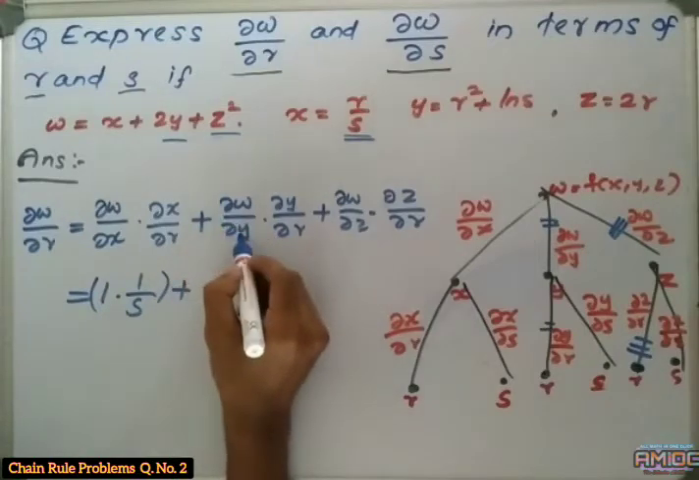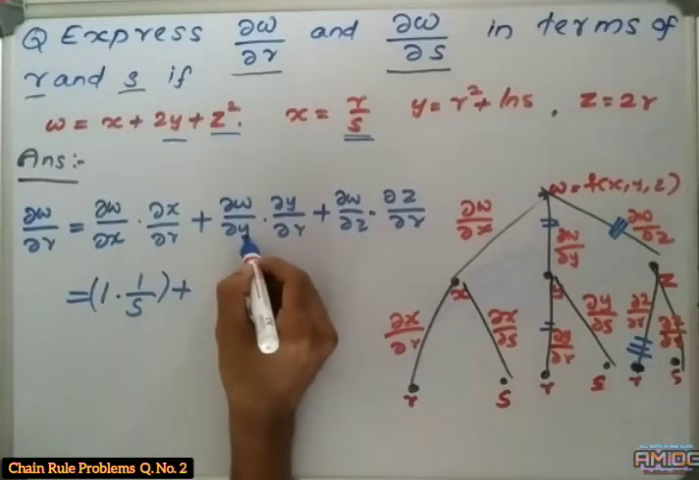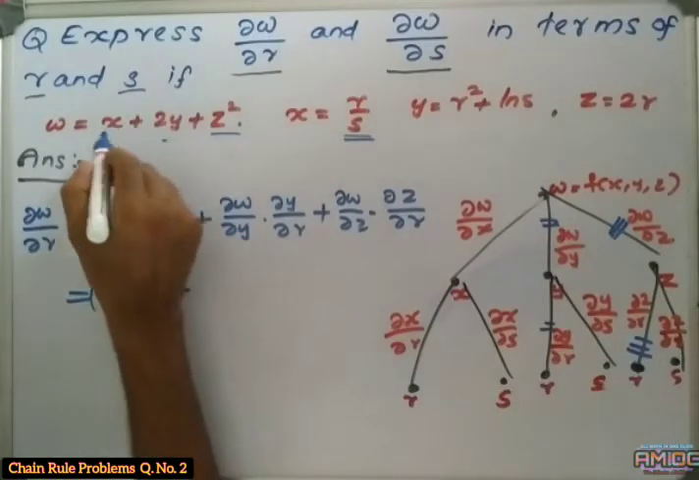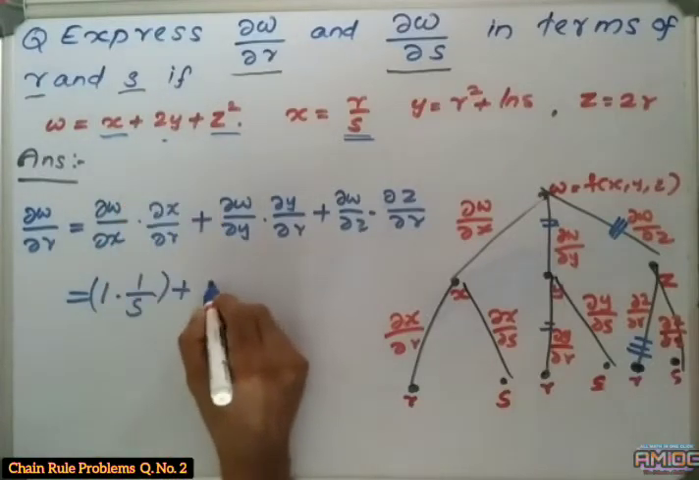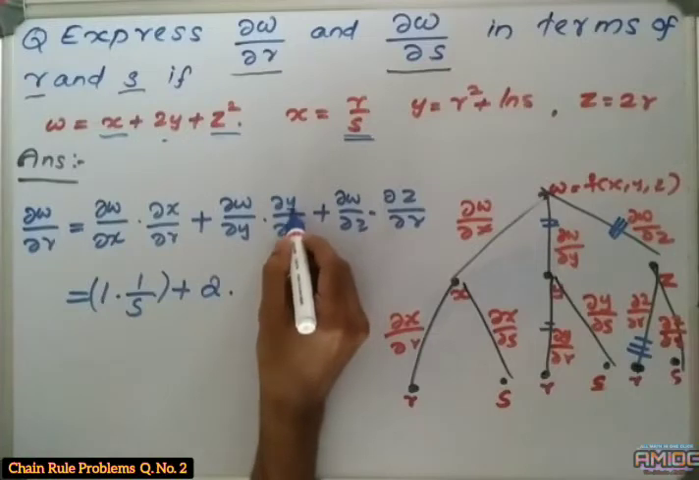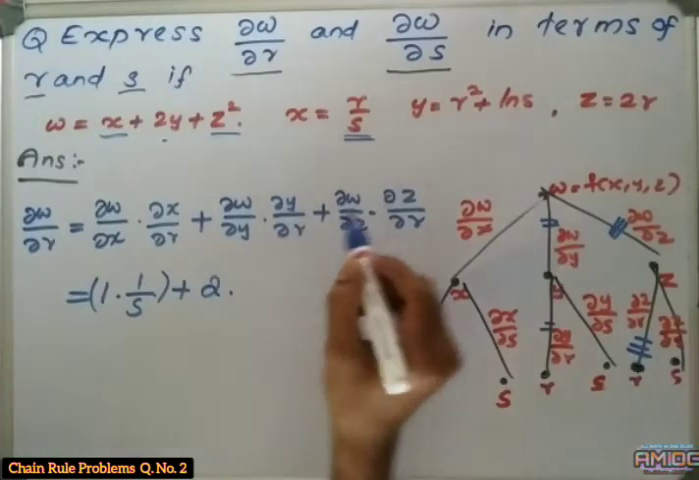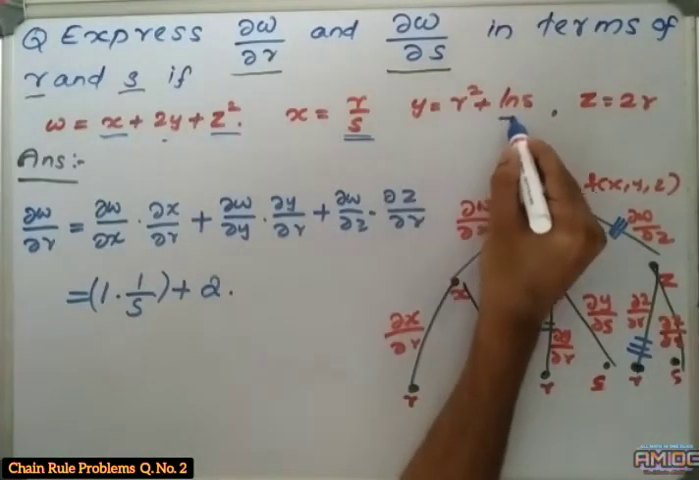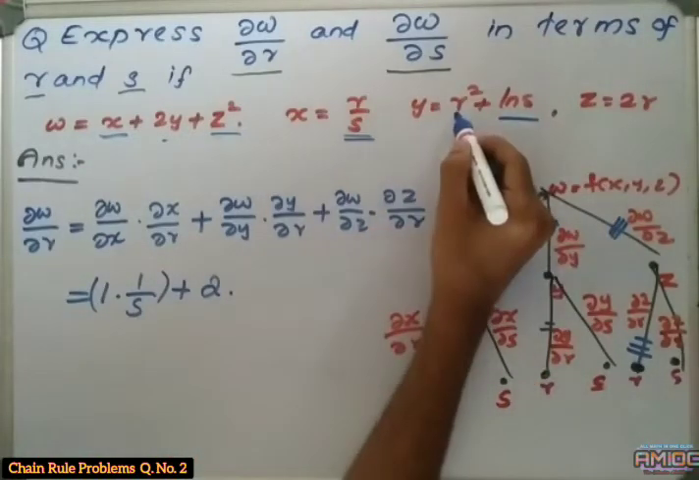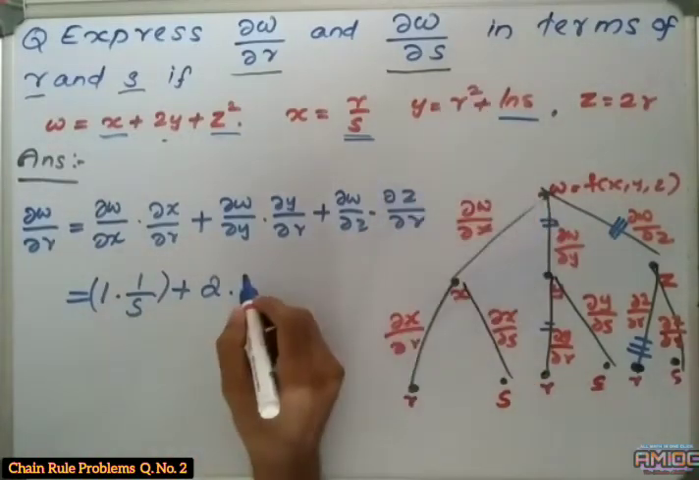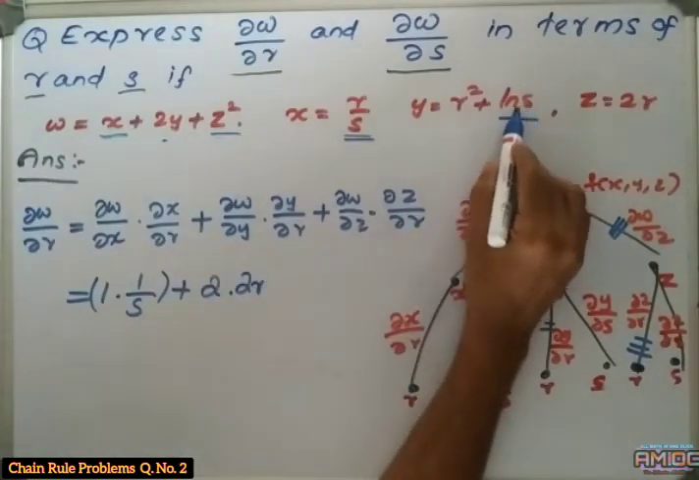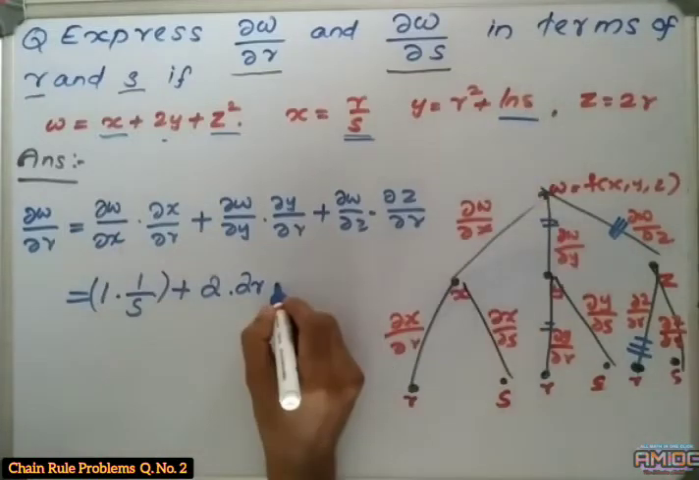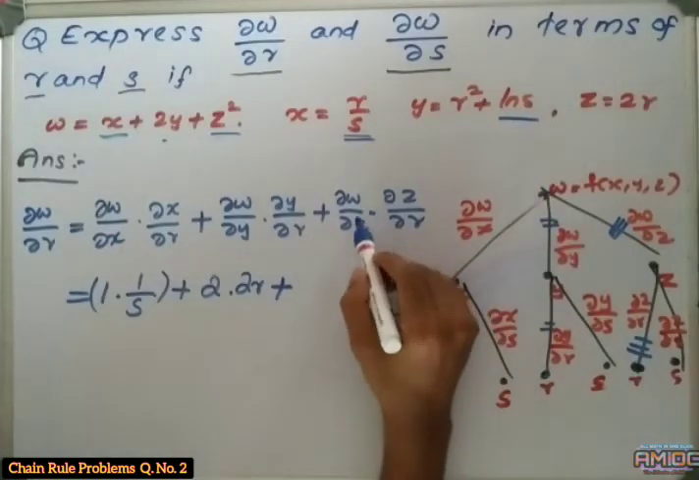Here taking the derivative of w with respect to y, we can treat x and z as constant. Therefore, the derivative of 2y is 2, and then the derivative of y with respect to r, treating s as a constant. The derivative of r² is 2r, and ln(s) is a constant, therefore the derivative of ln(s) is 0, plus ∂w/∂z.